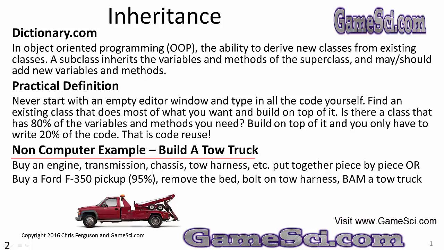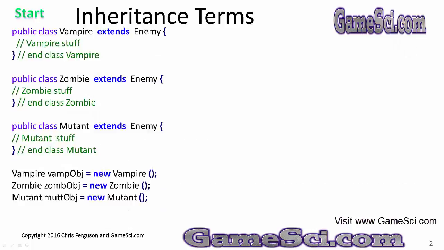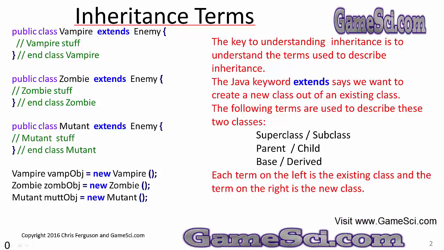See what I'm talking about? Build on what exists. The pickup truck is 95% of what you need. Why build a tow truck from scratch? Same with software. Why build it from scratch when there's already existing software you can build on top of? Inheritance terms. Part of the difficulty of learning inheritance is everybody uses different terms to describe the same thing. The key to understanding inheritance is to understand the terms used to describe inheritance.